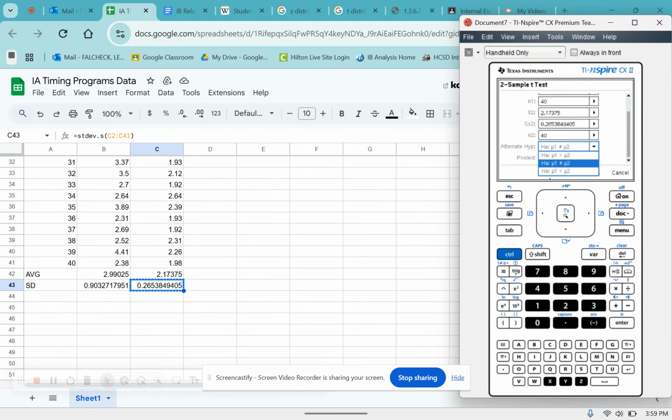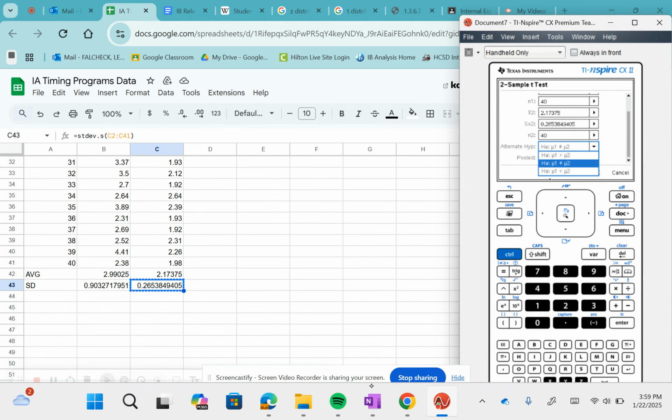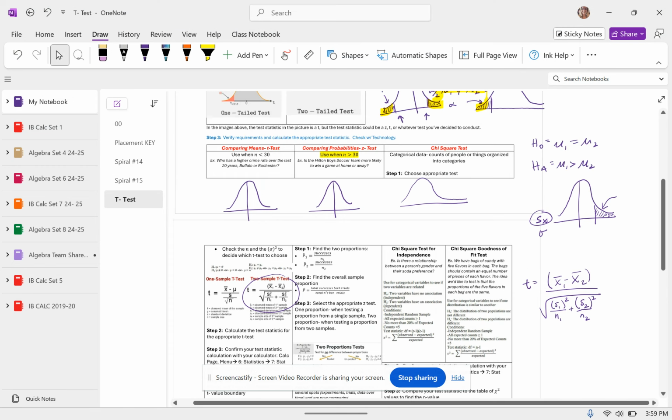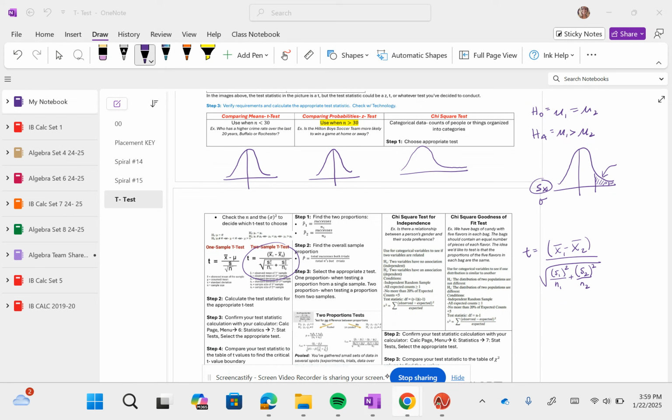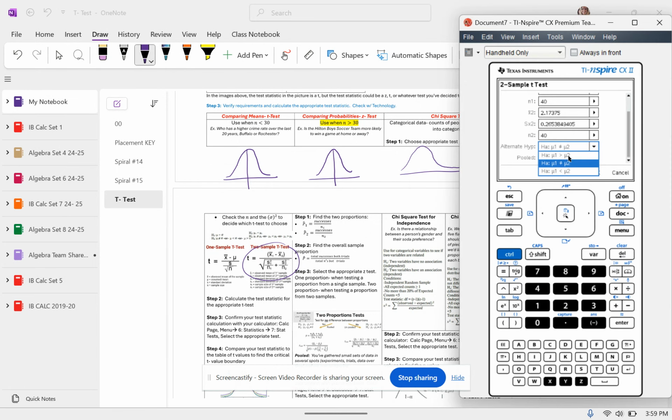Let's match our hypotheses. I forget what it was. It was U1 is much greater than, and thus slower than, U2 by how much? So U1 is greater than U2.